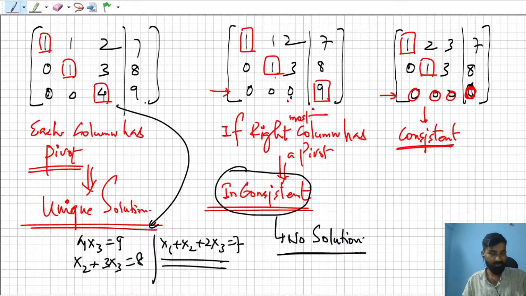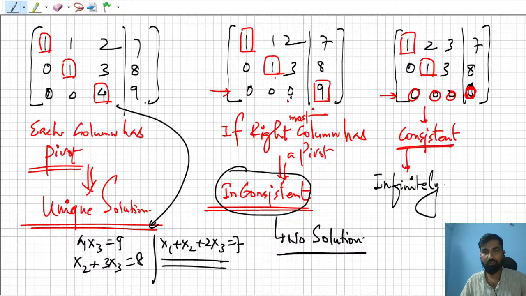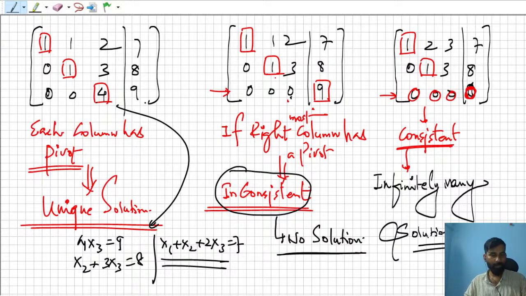Understood? Yes, 0 equals 0 is there, right? So you will have consistency here, but you can't have a unique solution. What you can have is infinitely many solutions in this case. Forget about what kind of solution you will get, I will discuss that very soon. At least you can comment here that there are infinitely many solutions. Everybody understood till this point?